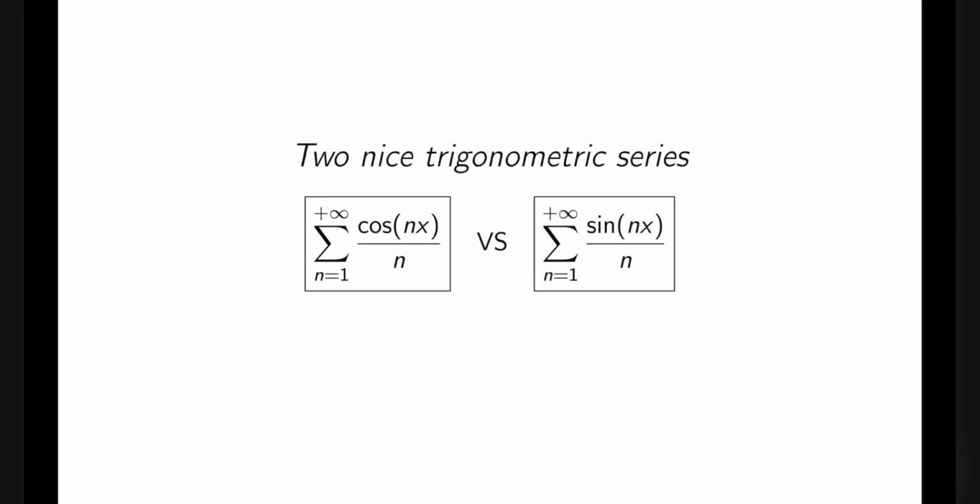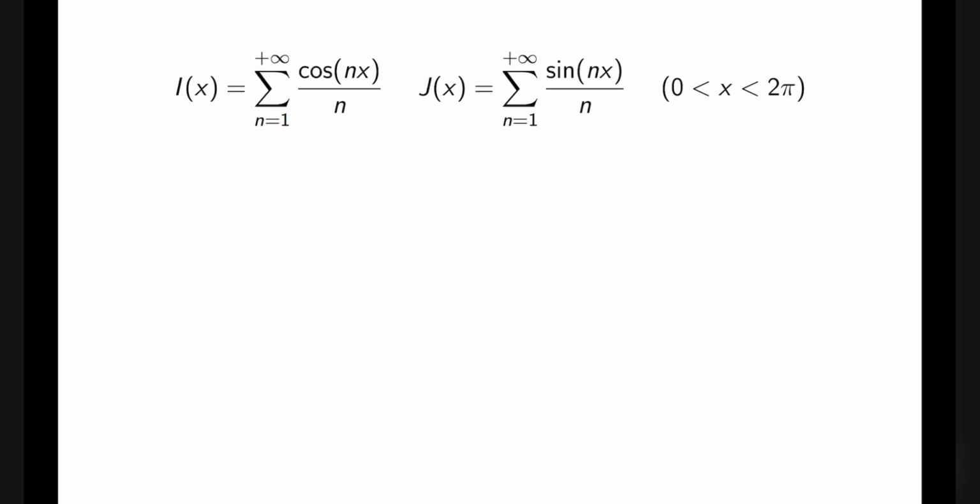Hello everyone. So in this second video, we're going to talk about how to compute those two trigonometric series. So they look the same. We just change cosine in sine in one or the other. So the first one is the sum of cosine nx divided by n, and the second is the sum of sine nx divided by n. How can we compute those series?